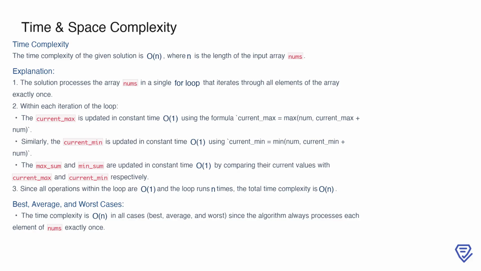Since all these updates occur in constant time and are repeated n times, the overall time complexity remains linear, or O(n). This holds true for all cases, best, average, or worst, because the algorithm always processes each element of the array once, regardless of the input values.